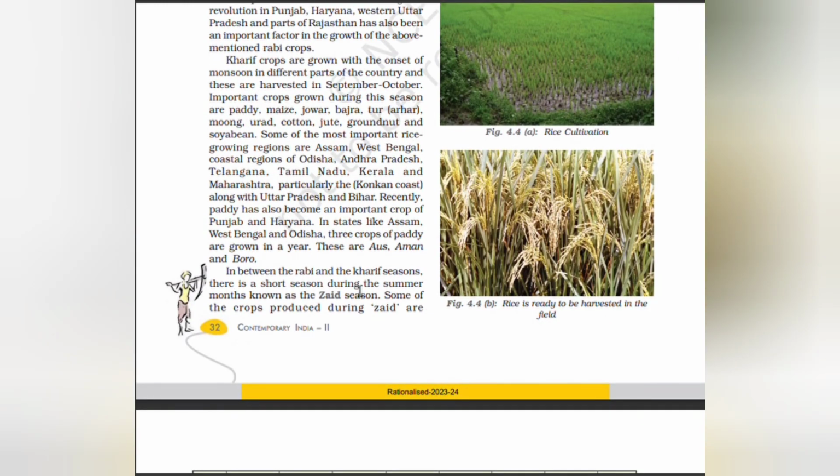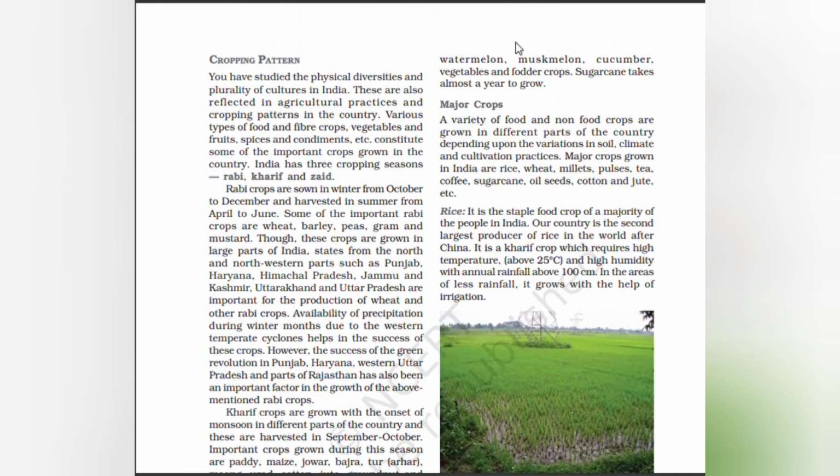In between the Rabi and the Kharif season, there is a short season during the summer months known as the Zaid season. Some of the crops produced during Zaid are watermelon, muskmelon, cucumber, vegetables and fodder crops. Sugarcane takes almost a year to grow.